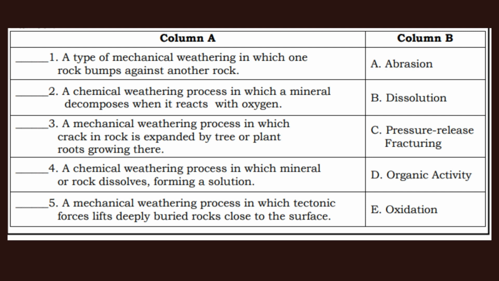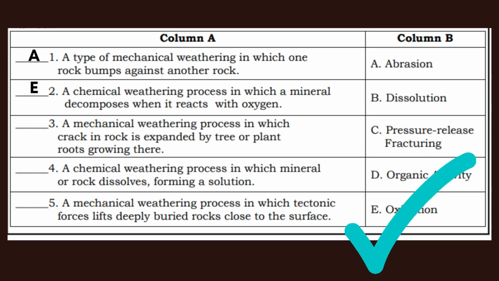Number 1, a type of mechanical weathering in which one rock bumps against another rock. What is your answer? The answer is letter A, abrasion. For number 2, a chemical weathering process in which the mineral decomposes when it reacts with oxygen. What is your answer? The answer is letter E, oxidation.